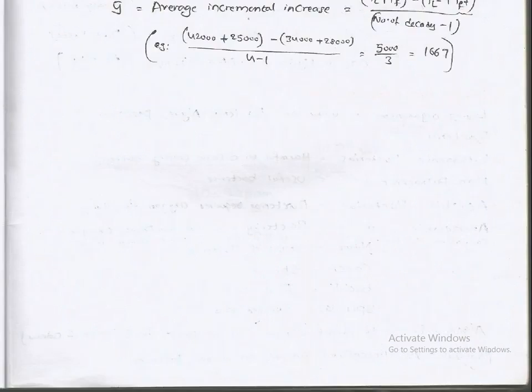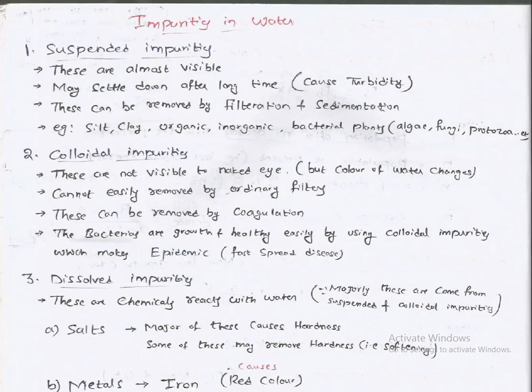Impurities of water. Suspended impurities: these are almost visible, may settle down after a long time, and cause turbidity. These can also be removed by filtration and sedimentation. Examples: silt, clay, organic, inorganic, bacteria, plants, algae, fungi, protozoa, etc. Second, colloidal impurities: these are not visible to the naked eye, but the color of water changes. They cannot easily be removed by ordinary filters; they can be removed by coagulation.